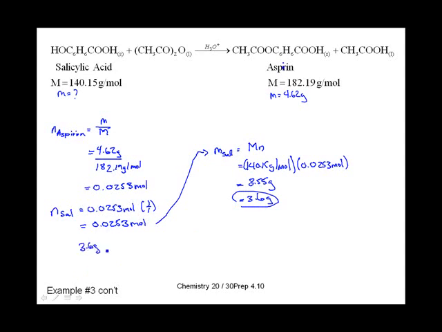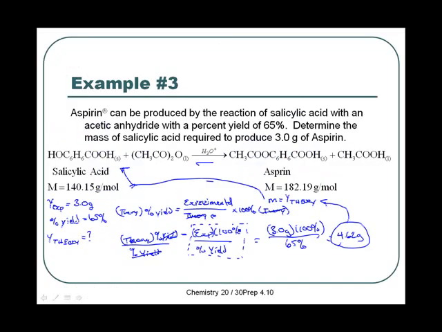So 3.6 grams of salicylic acid will produce, I can't remember how much we needed, so I'm going to go back and look, 3 grams of aspirin.